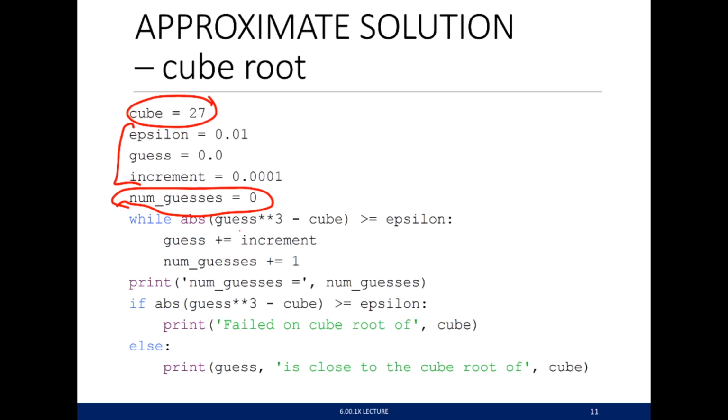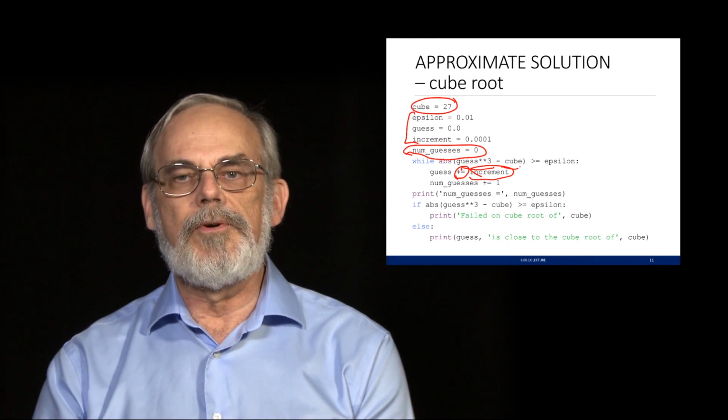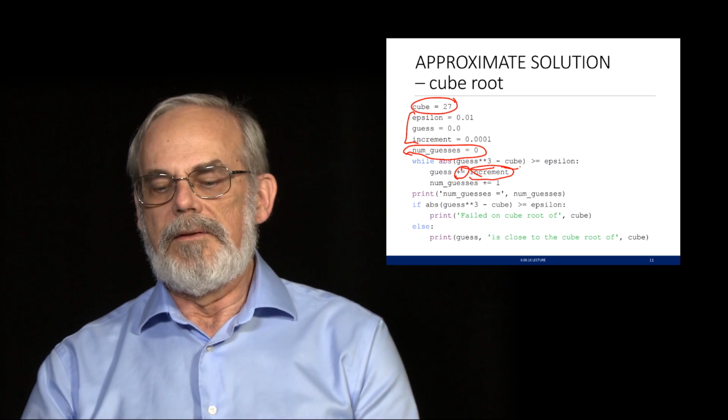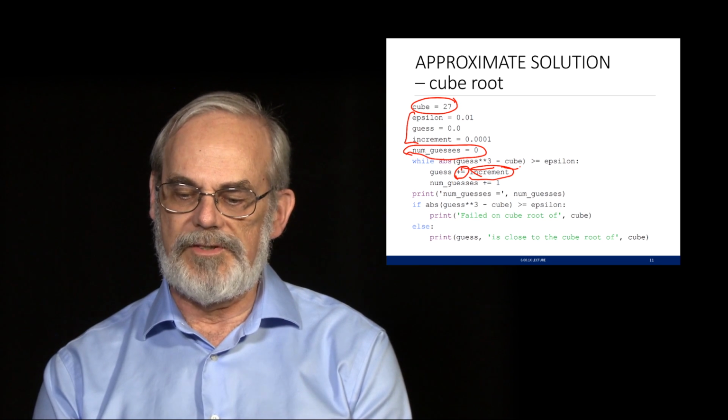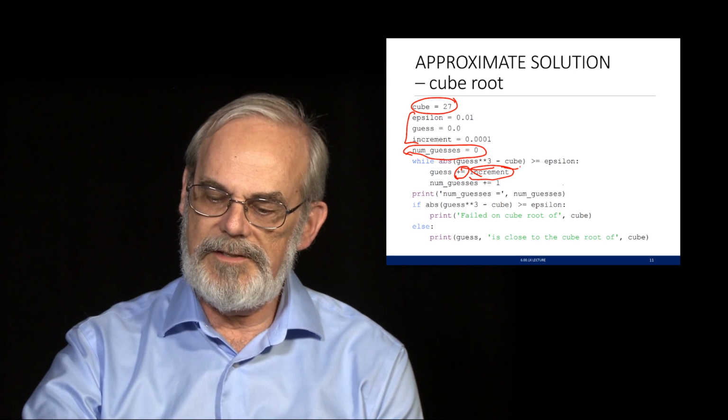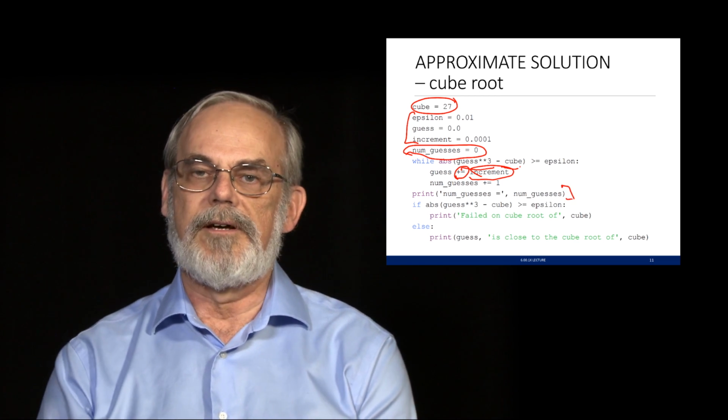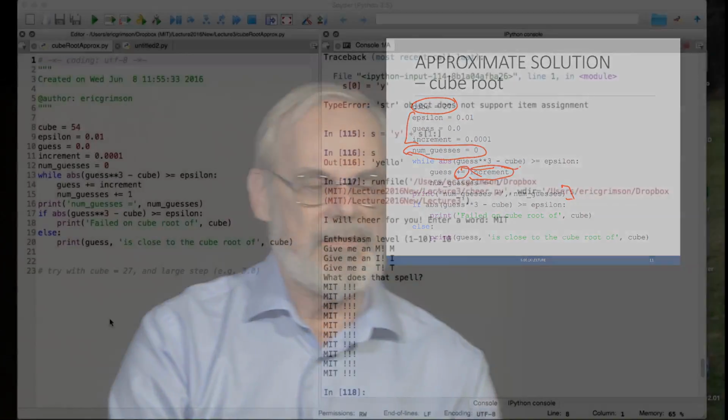It says while the difference between the guess cubed and the thing I'm trying to find the cube root of, while that difference is still bigger than epsilon, I'm going to keep going by incrementing guess by increment. There's that plus equal that I've used before. And changing number of guesses by 1, saying I've done another guess, and keep going. I'm going to keep doing that until I get to something where the difference between guess cubed and cube is small enough, and at that point I'm going to stop and I'm going to return both how many guesses I ran and some information about whether I found the right answer. Let's see what happens if I run that.